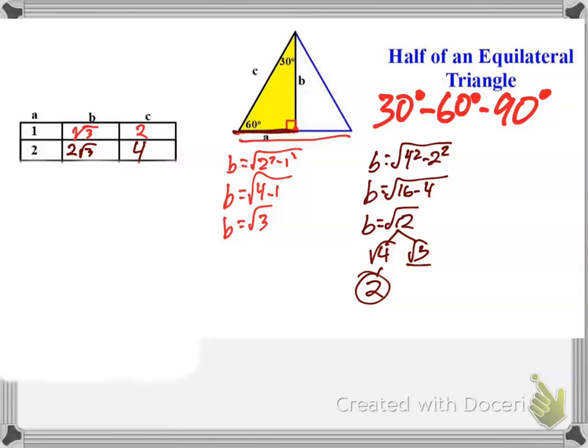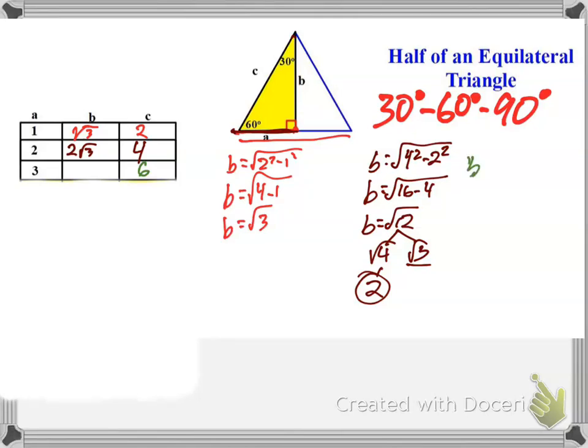Alrighty, let's move that down. What if A is 3? Well, again, if A is 3, A is half the side of an equilateral triangle. C is the entire side of the equilateral triangle. So that means that 3 is half. So we're going to double that, and C is 6. And now we'll do Pythagorean theorem again. We'll just do that right here.